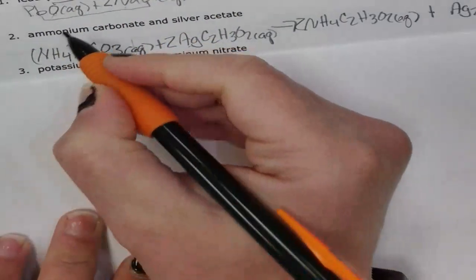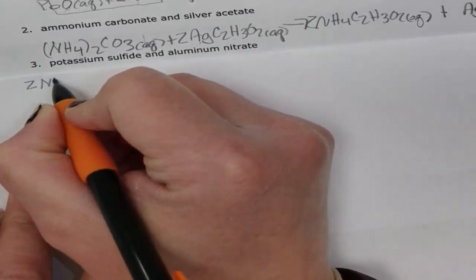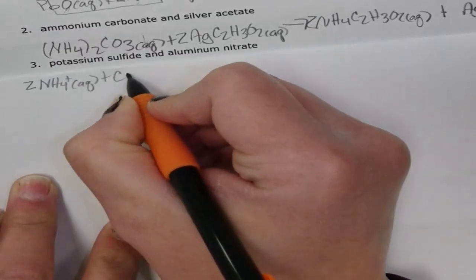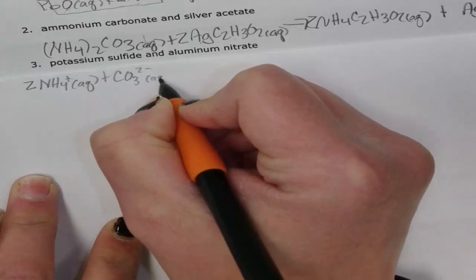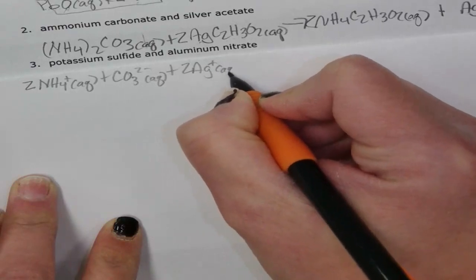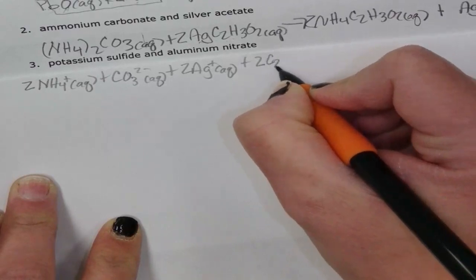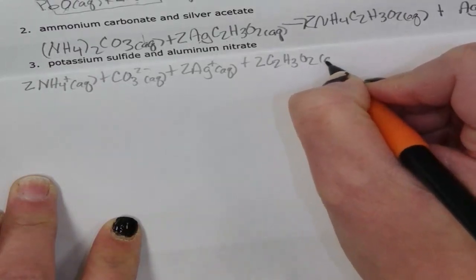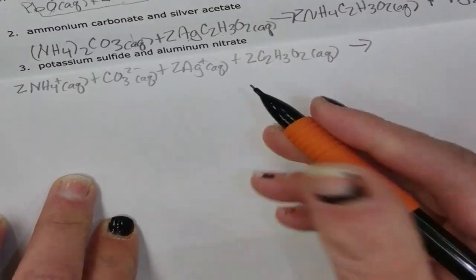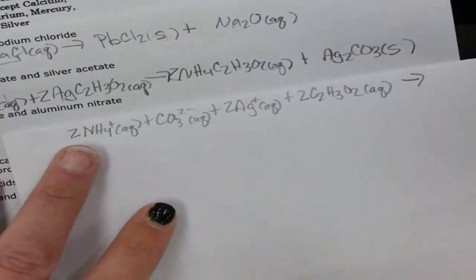I have 2 aqueous ammoniums. I have a carbonate. I have 2 silvers. I have 2 acetates. All right, and I'm going to put my products down on the second line so that we can all be in the same view of the camera.